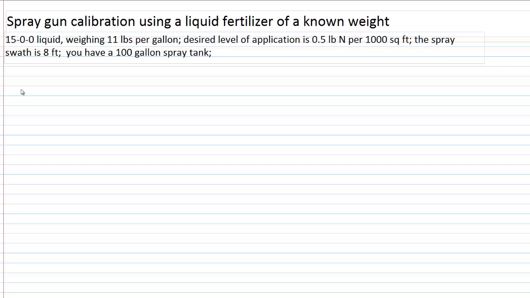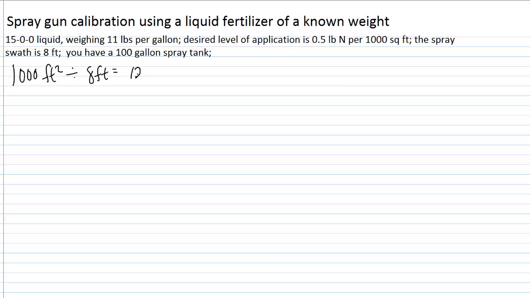So we're going to set up our calibration calculations very similar to some others that you've seen in these practice runs. A desired goal in sprayer calibration is 1,000 square feet. So we take 1,000 square feet, divide it by our spray swath, which is 8 feet, and we come up with 125 feet is how long our course test length needs to be.